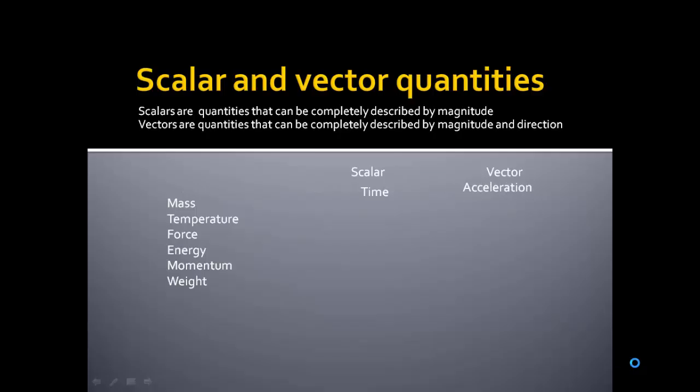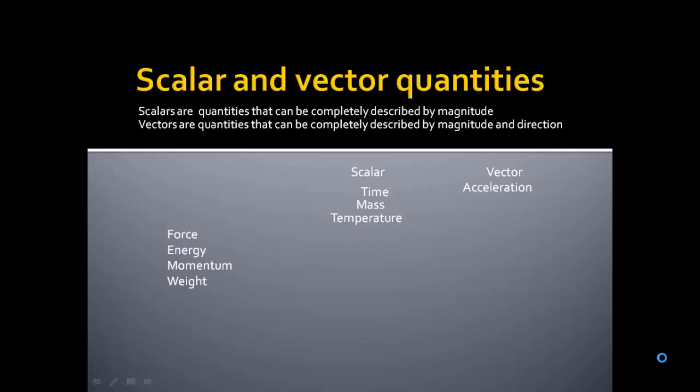Mass of an object. So, mass of an object is 10 kg. In which direction? That's again meaningless. So, mass is a scalar quantity. Temperature. The temperatures these days are crossing 40 degrees centigrade. In which direction? Again meaningless. So, temperature is also a scalar quantity.